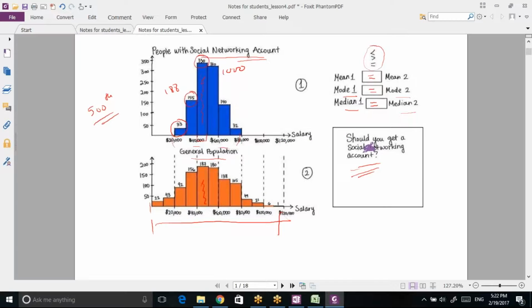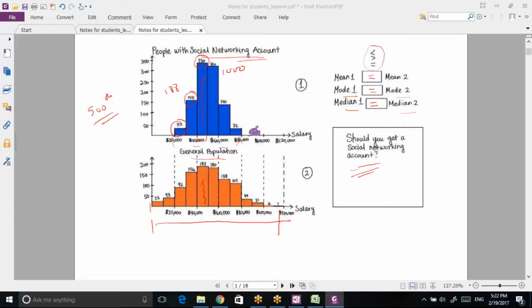Should you get a social networking account or not? Yes. Okay, why yes? Although the mean, mode and median are the same in both the cases, then why should I have it? Because it is less distributed.